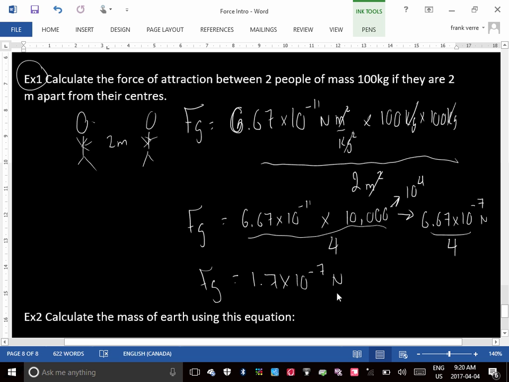Now, that's a very tiny number, which explains why you don't really feel that force of attraction between you and another person, because your masses are so tiny. You do feel the force of attraction between you and the Earth, because the Earth is way more massive than a 100 kilogram person, which is what you're going to see in the next calculation. So there's an example of just using the universal law of gravitation.